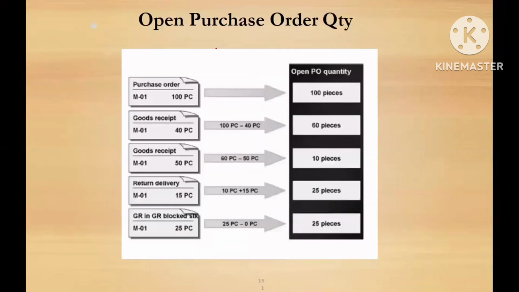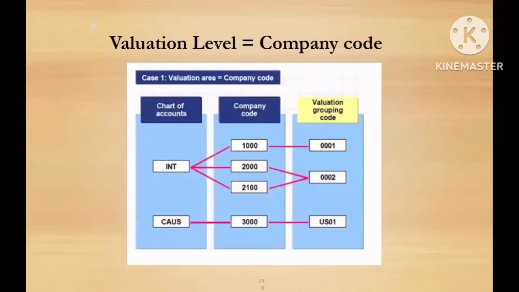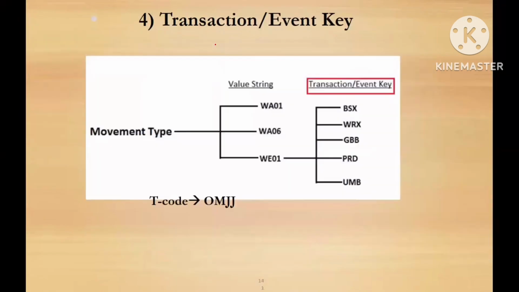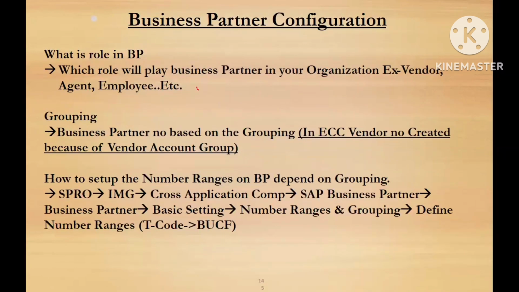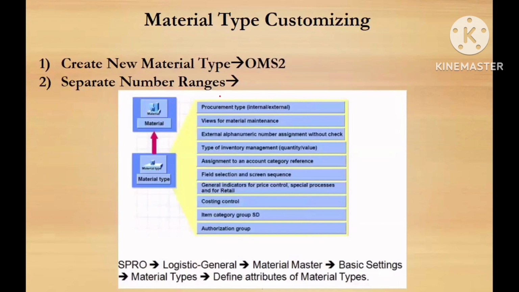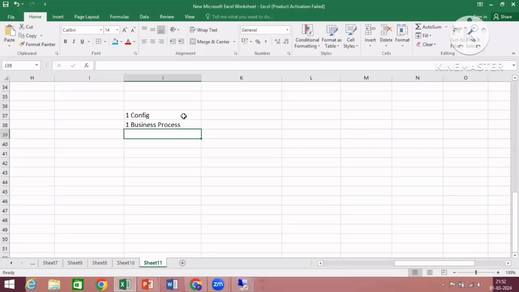Okay, once the topic of 1 business process is done, again we will take 1 configuration. MM-FI integration is there. Business partner and material master configuration is there. Okay, so this we are going to take on configuration with business process. Okay.